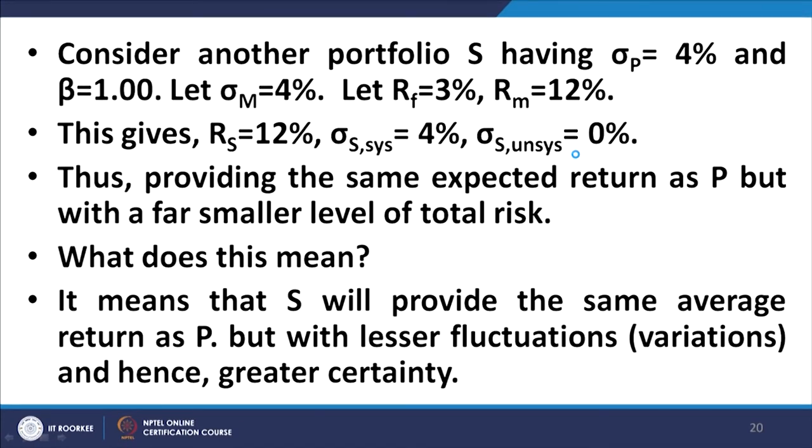But if you look at it, the total risk of P is higher, it is 6%. The total risk of S is only 4%. So, in other words, we are able to achieve the same expected return with a lower total risk. It means that there is greater certainty of portfolio S achieving that return of 12% compared to the certainty of the generation of returns by portfolio P. So, again we find that portfolio S is superior to portfolio P. Portfolio S has the same expected return as portfolio P, but it has a lower total risk.